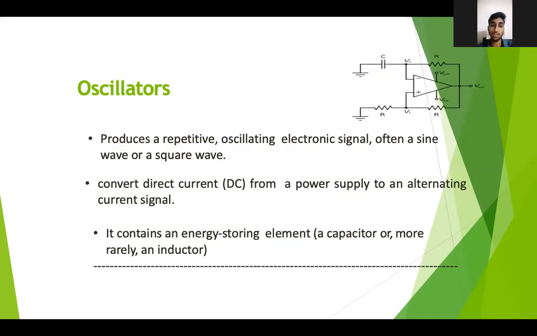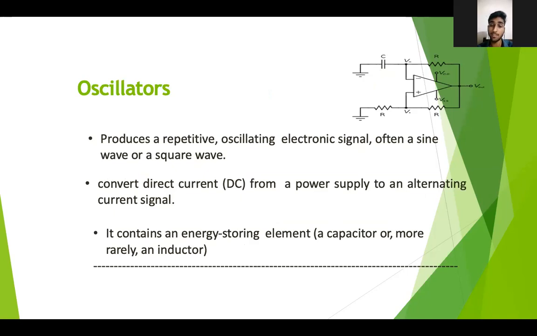And the last application of op-amp is op-amp as an oscillator. An oscillator is a device which produces a repetitive oscillating electronic signal, often a sine wave or a square wave. Here from the circuit diagram, we can see that a capacitance is applied at the inverting terminal and a resistance at the non-inverting terminal.